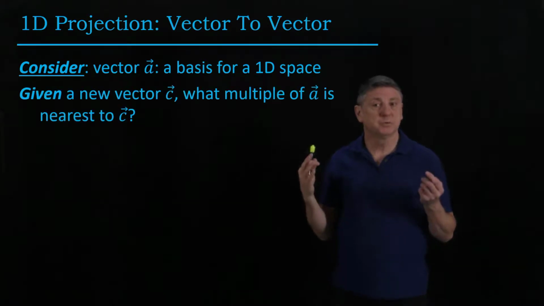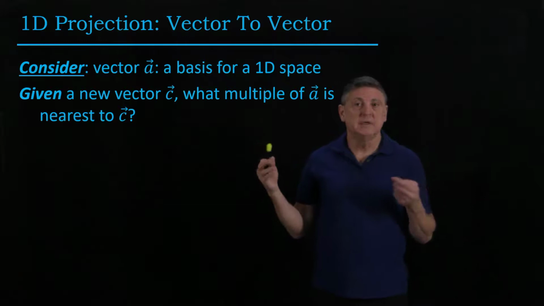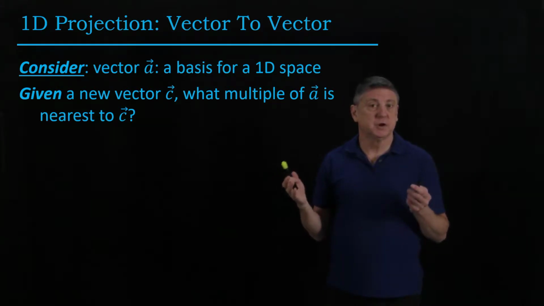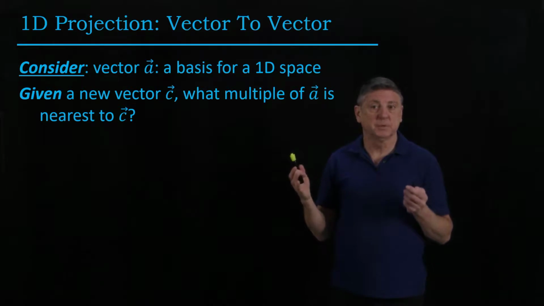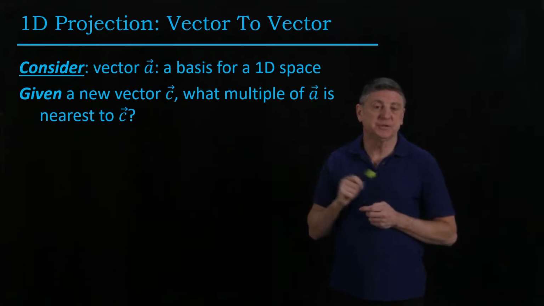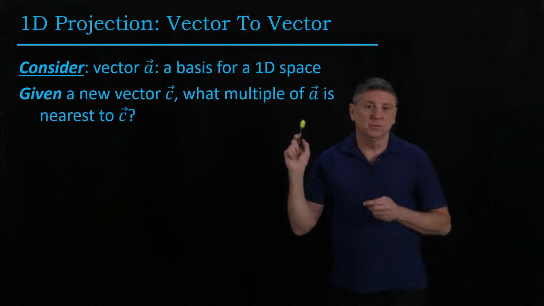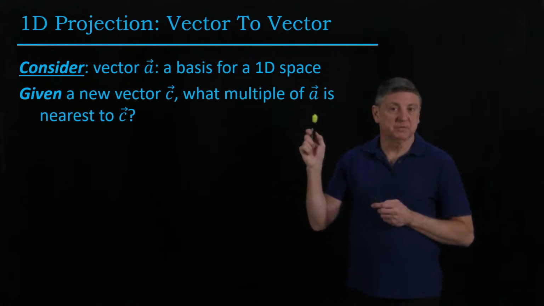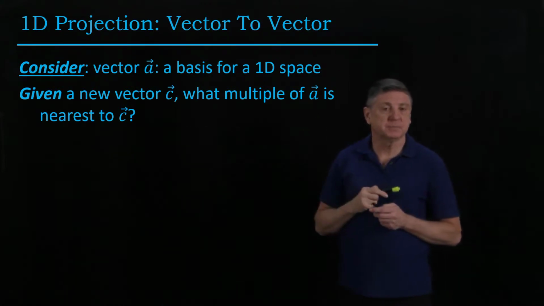So now suppose that we're given a new vector C. Now it has to have the same size as A, but let's suppose that it's not a simple multiple. So the question is, what multiple of A is nearest to C? And this immediately restricts us. So we need to have a multiple of A, and we have to have a concept of nearest.